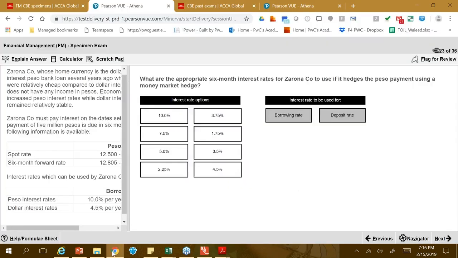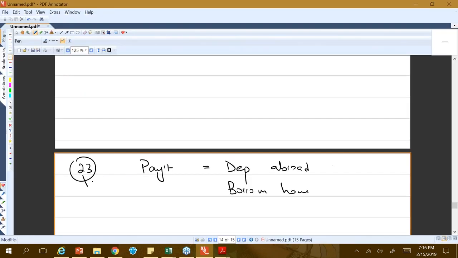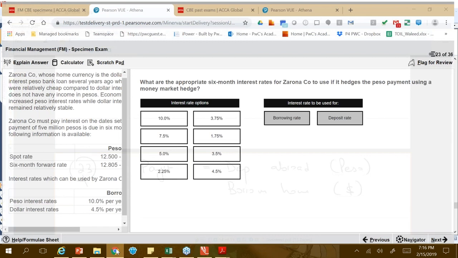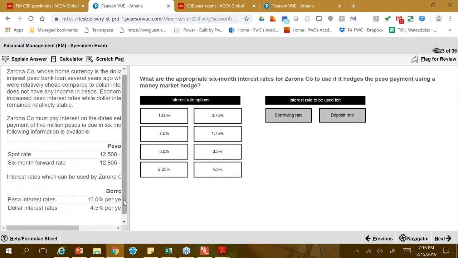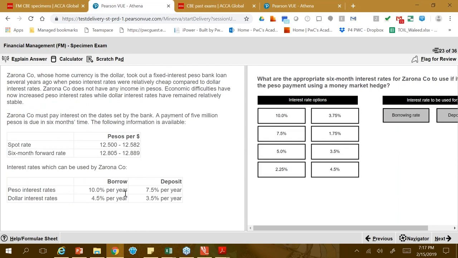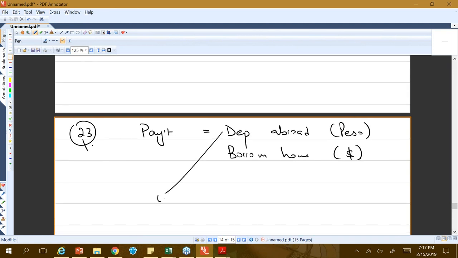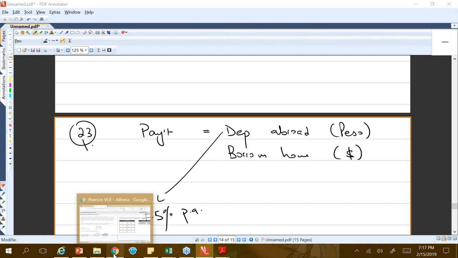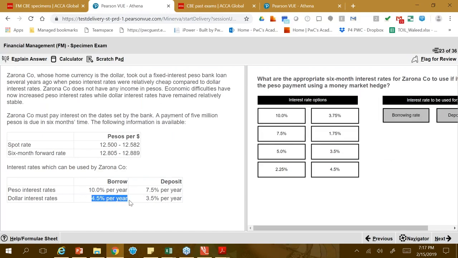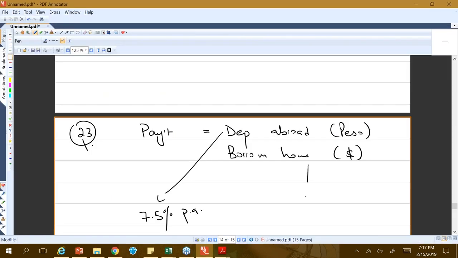What is abroad in this question? The abroad is the peso and the home is the dollar. So what is the peso deposit rate? Well, the peso deposit rate is 7.5% per year. And what is the dollar borrowing rate? Well, the dollar borrowing rate is 4.5% per year, per annum.